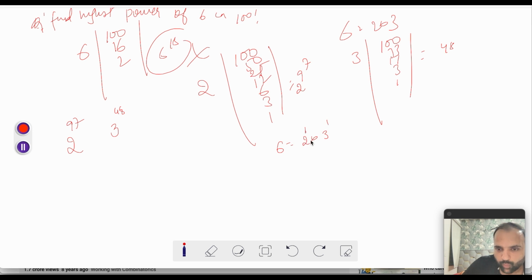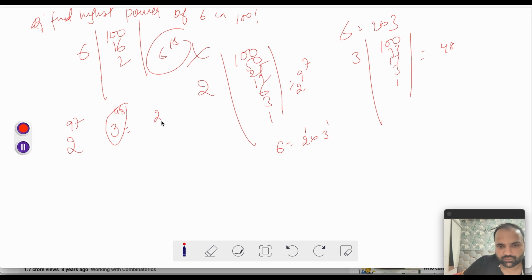Okay, we need one 2 and one 3 to make 6. Over here we have 97 2s and 48 3s. So what is the maximum number of 6s we can make? We can only make a maximum of 48 pairs, because we would need 3s as well, right?